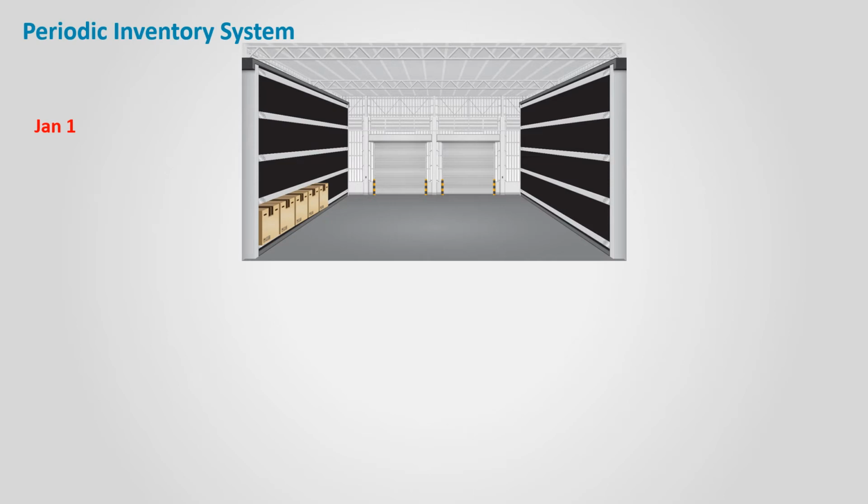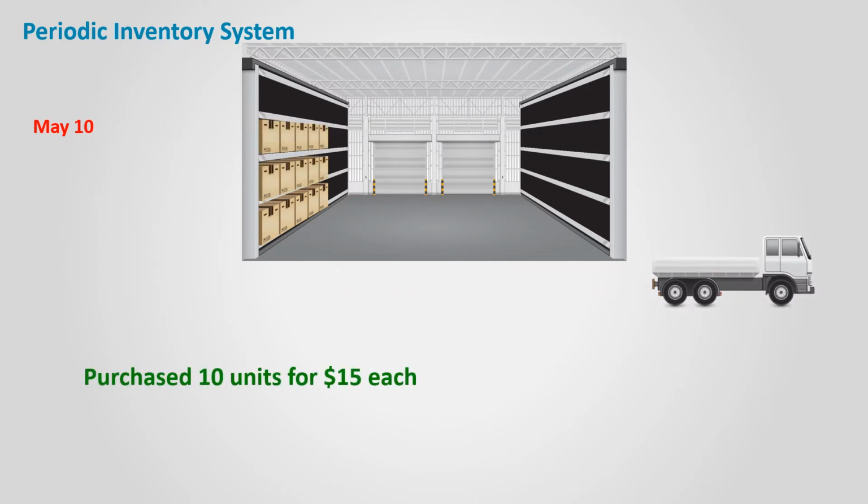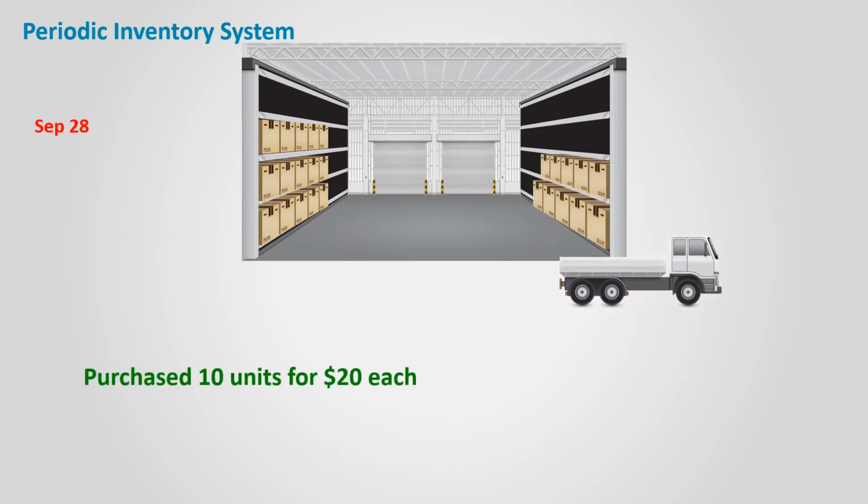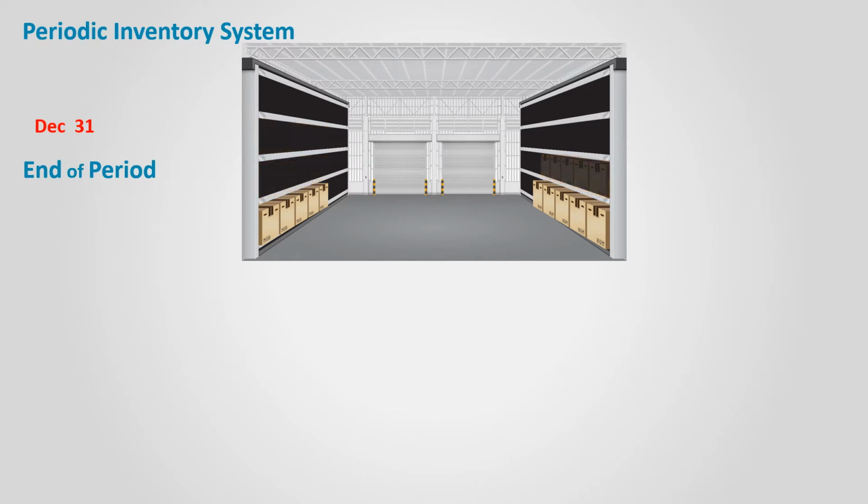Let's now take an example to apply this costing method on both periodic and perpetual system. A business has beginning balance of 5 units for $10 each. Accordingly, the period started with 5 units. In the periodic system, we just record the units at the beginning of the period and the units purchased. We do not keep a record of the units sold. On May 10, it purchased 10 units for $15. On September 28th, it purchased another 10 units for $20. The business took a physical count and found that there are only 7 units left in the warehouse.